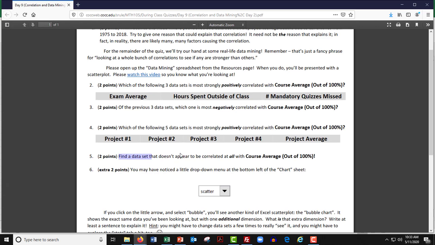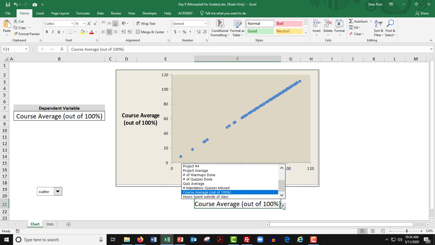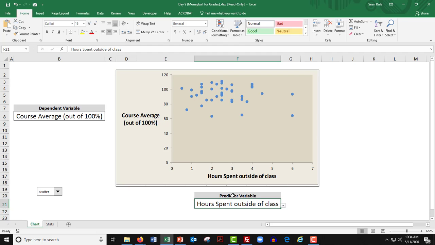Find a data set that doesn't appear to be correlated at all. As a matter of fact, we already saw one. It was hours spent outside of class. That was a good one. Hours spent outside. Oh, not course average. Excuse me, wrong one. There. That one doesn't seem to be correlated at all.